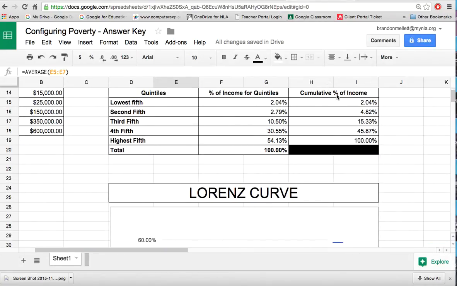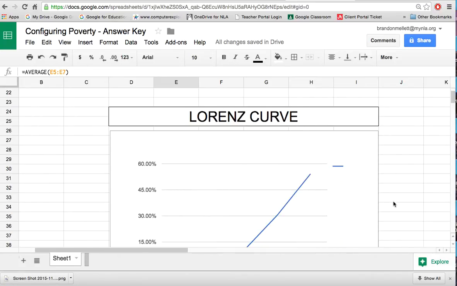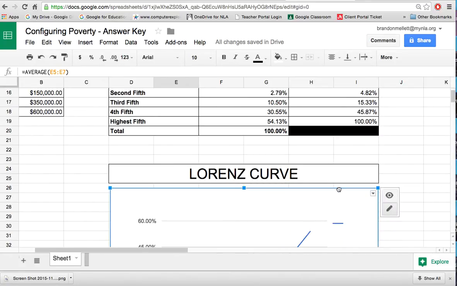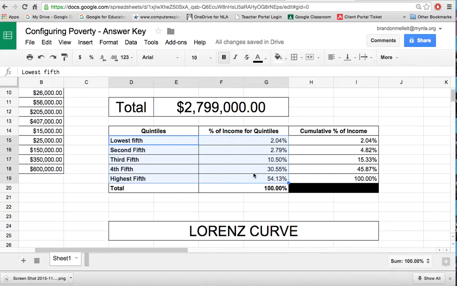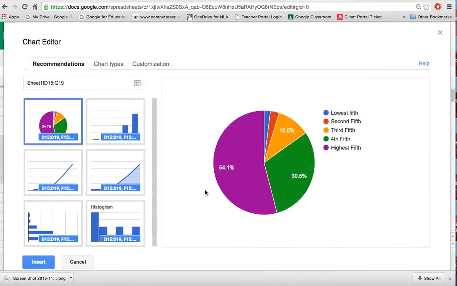Okay, once you have all of your quintile percentages in, now it's time to create the Lorenz curve. And the way we do that is quite simple. We would highlight our quintiles and the individual percentages for each quintile. Then, as we've done before, we'd go up to our insert chart. Insert chart, there we go.